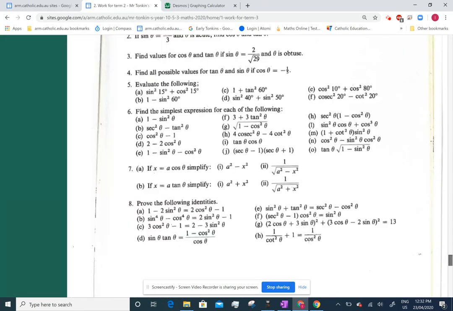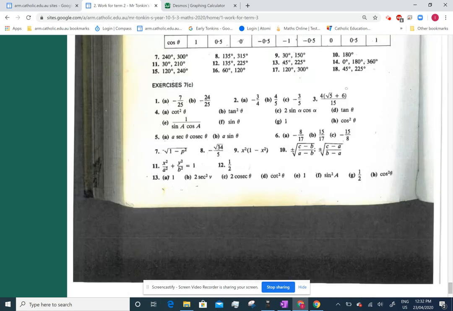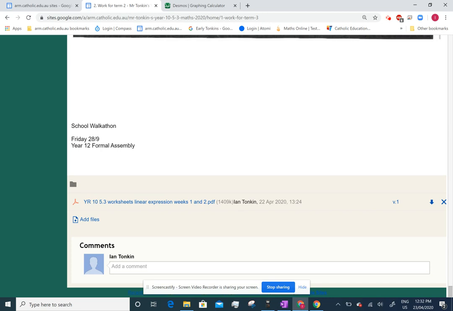The other thing is, if you want to get all the worksheets in one go, if you just scroll down to the bottom of the page, right down here, you will see I've put all the worksheets as a downloadable PDF file.